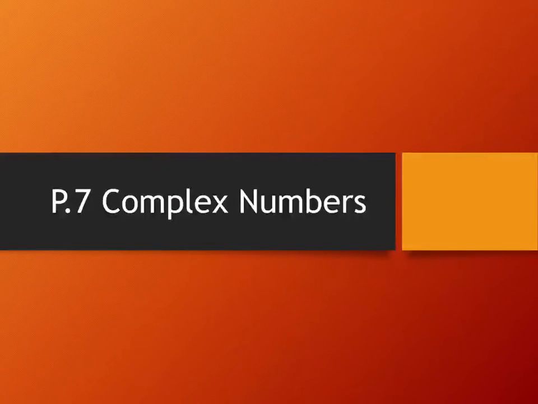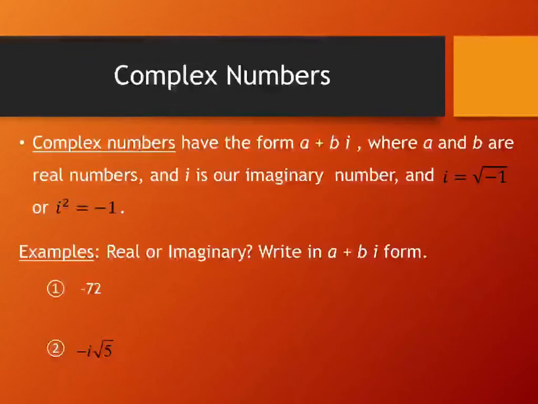P.7 is our last section in Chapter P, the review chapter for our textbook, and it is titled Complex Numbers. I have alluded to this on at least two occasions that I can remember so far, and so we're finally here. The first thing I'd like for us to do is to define what a complex number is.